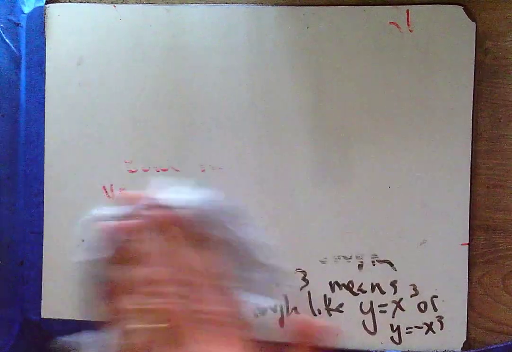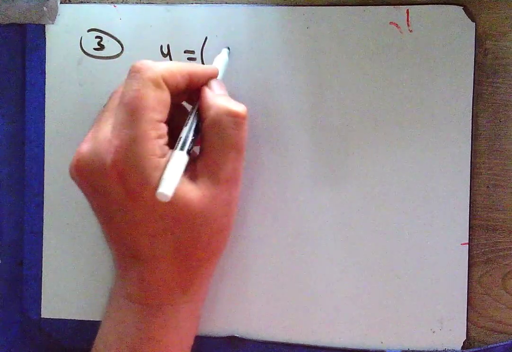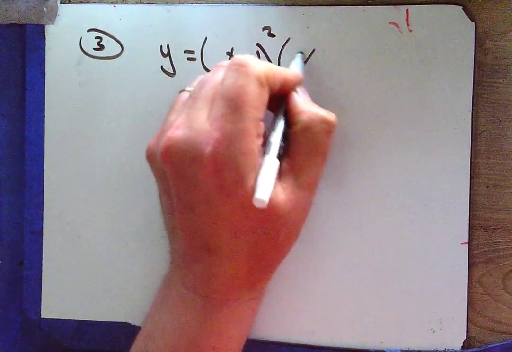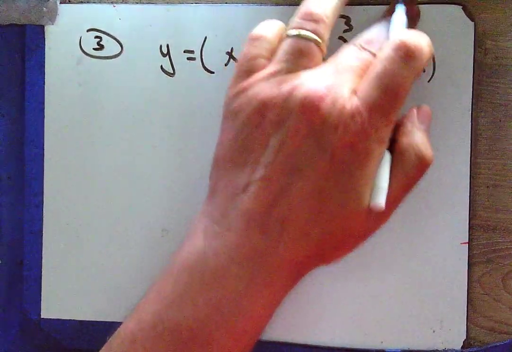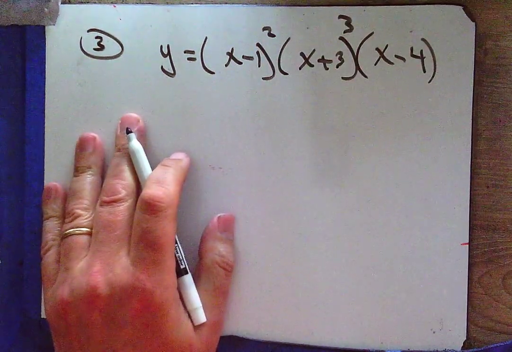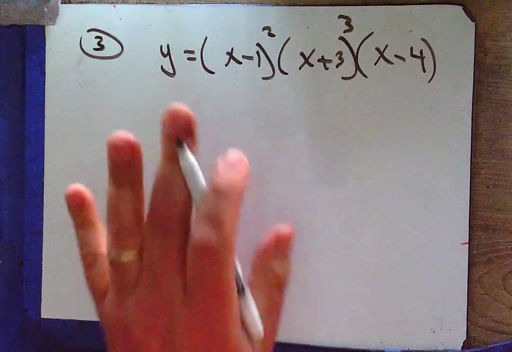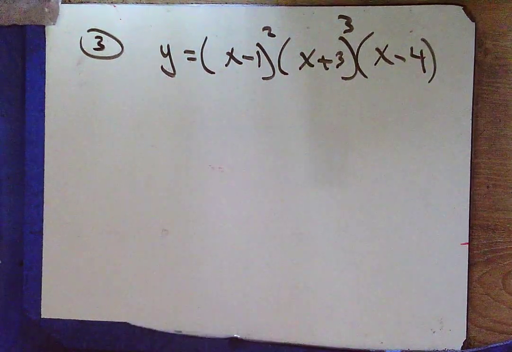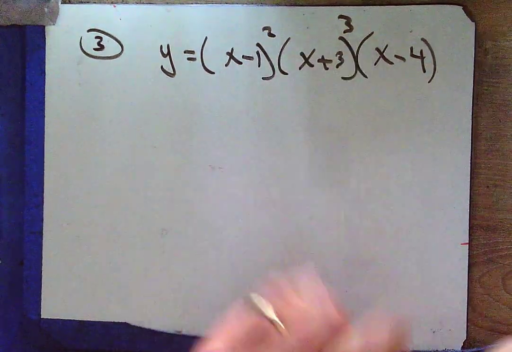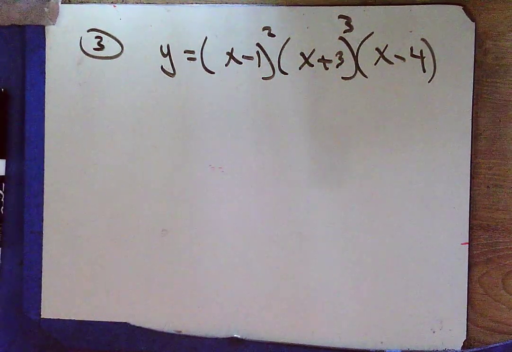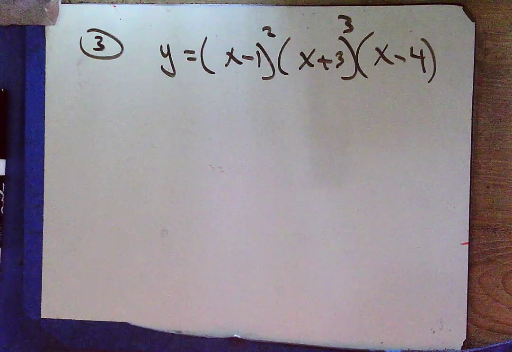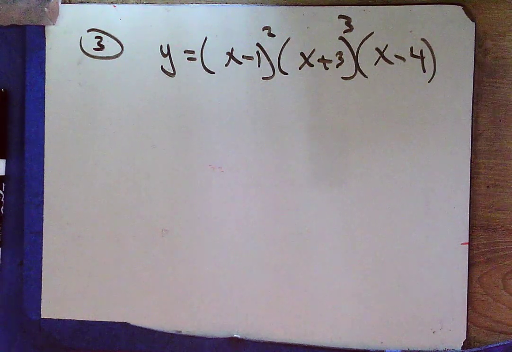Good. Graph with x and y intercepts and appropriate end behavior this polynomial: x minus 1 squared, x plus 3 to the third, and x minus 4. Please don't forget x and y intercepts and appropriate end behavior, and I need to see the appropriate behavior based on the multiplicity of the factors at each of the zeros for this polynomial. Okay, pause the video, give this one a try. I can't wait to see what happens next.